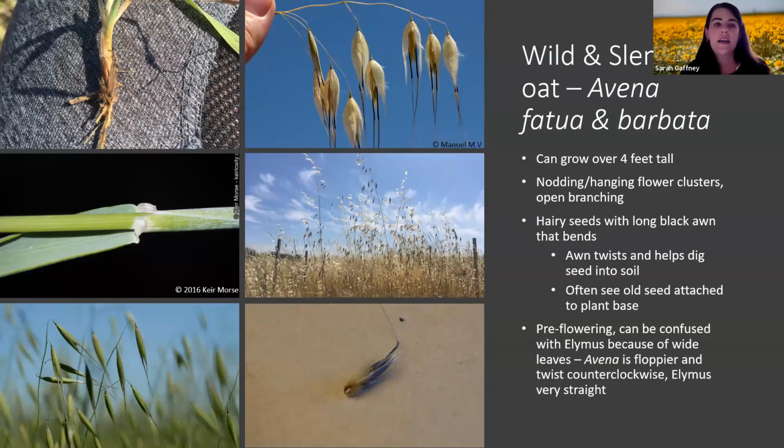Just like goat grass, if you pull up an Avena seedling, you'll likely see that hairy base from that original seed still on at the base of that plant. And as for confusions, sometimes I've seen people confuse a pre-flowering Avena, so when it's just the blades of grass, with Elymus, because their leaves are just so wide they can kind of look similar. But my trick is that Avena leaves tend to be floppier, and they apparently twist counterclockwise, whereas Elymus grasses, their leaves are very straight and very rigid.